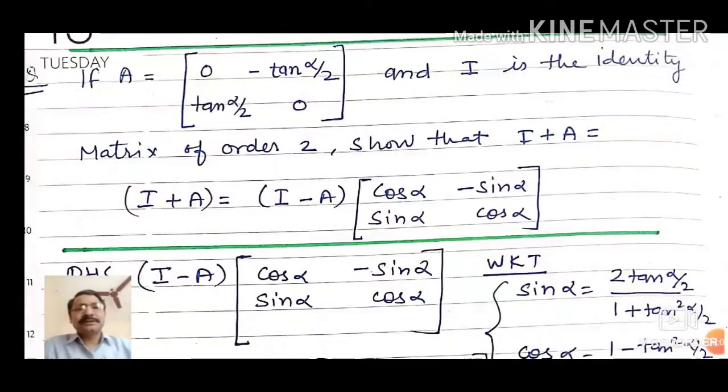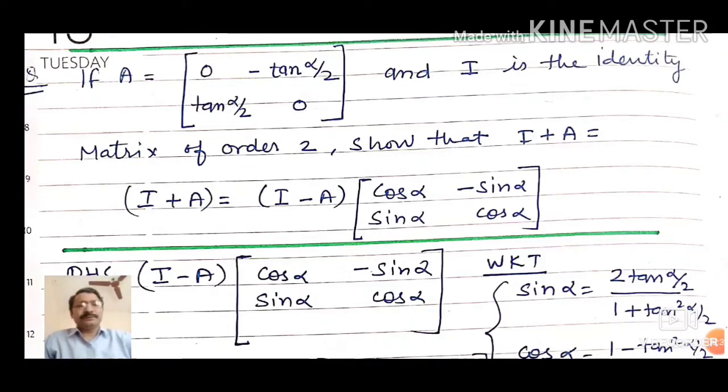Good morning students. Today we will do this question. Here in this question, A is given to you as the matrix [0, minus tan alpha by 2; tan alpha by 2, 0], and I is the identity matrix of order 2, so that I plus A equals (I minus A) times the matrix [cos alpha, minus sin alpha; sin alpha, cos alpha]. This we have to prove.